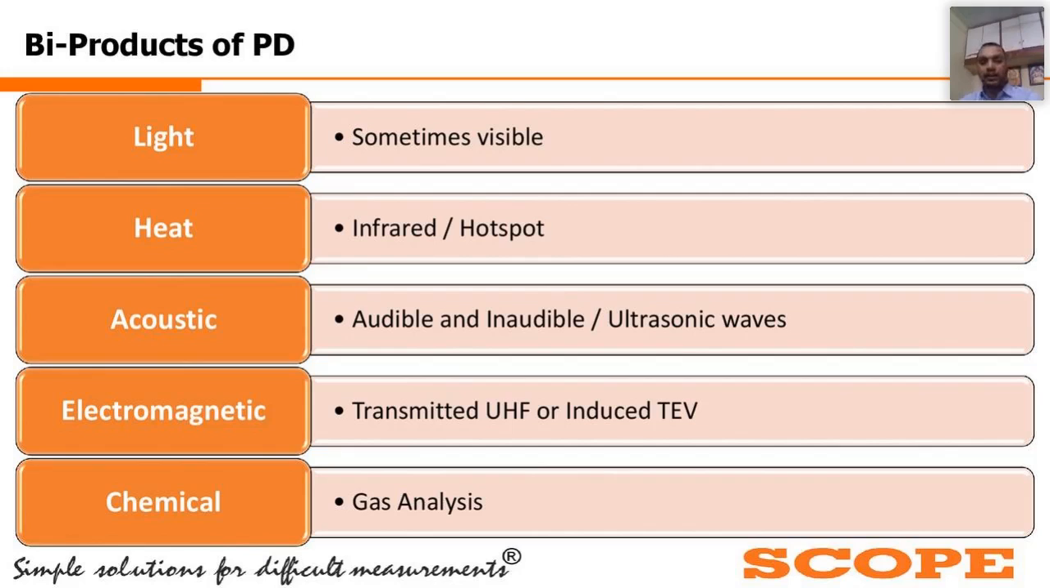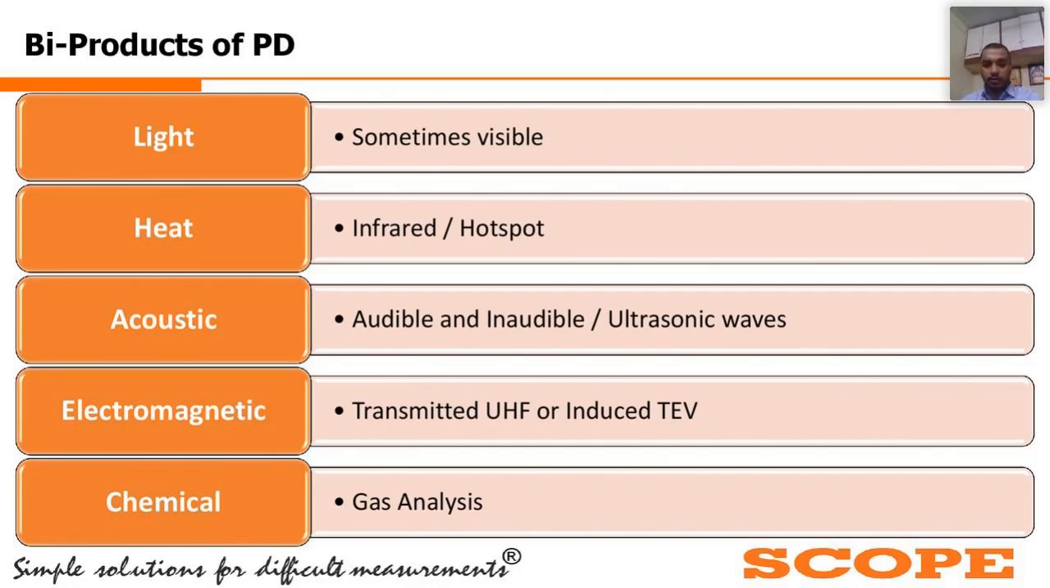All right. Second one is heat. As we discussed, whenever there is partial discharge, that means a high amount of heat dissipation in a small amount of time, right? So at that time, there will be hot spots, and the infrared radiations coming out of the hotspot can be detected by thermography that is already available in the market.